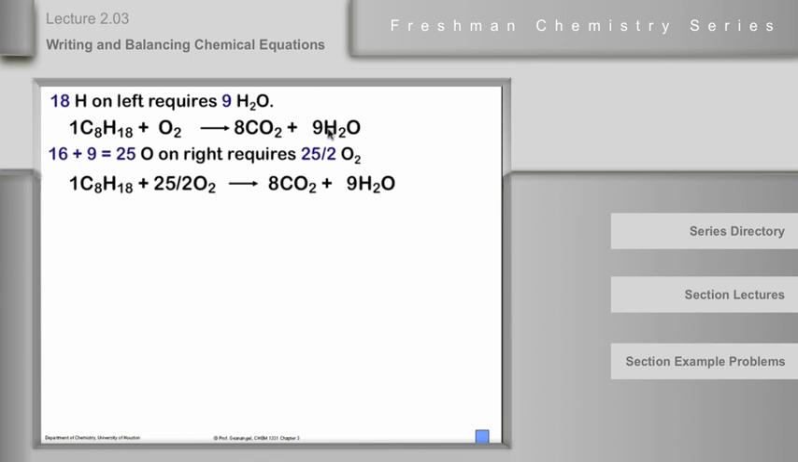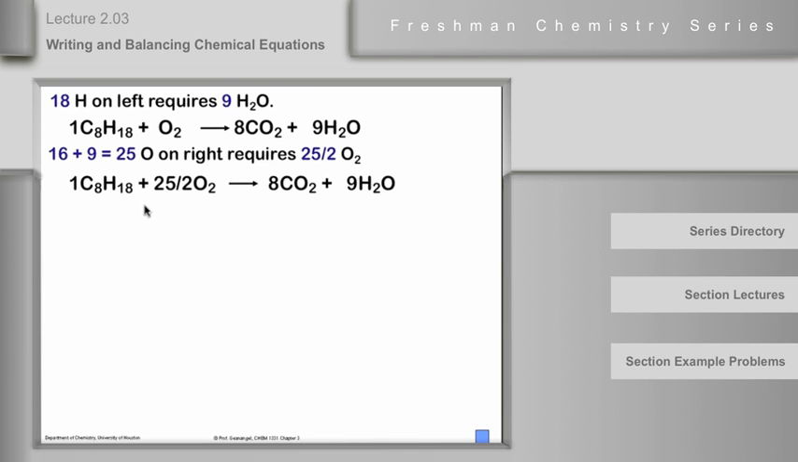Okay. Let's balance the oxygens. We're going to look on the right. There are 9 oxygens in these water molecules. There's 8 times 2, which is 16 oxygens in the carbon dioxide. So 16 and 9 is 25 oxygens on the right. In order to get 25 oxygens on the left from dioxygen, we need 25 halves O2 here. Okay? Each one comes with 2 oxygens, so multiplying by 25 halves would give us 25 oxygens.